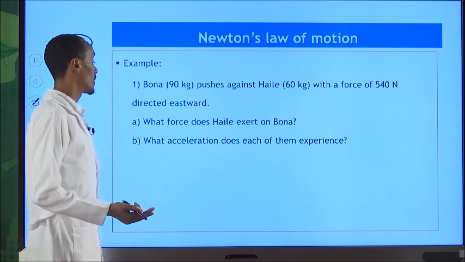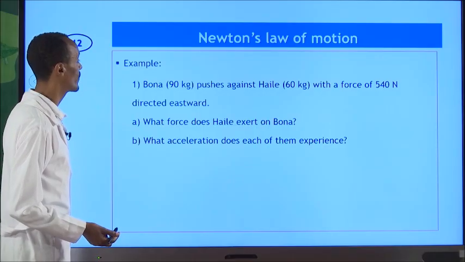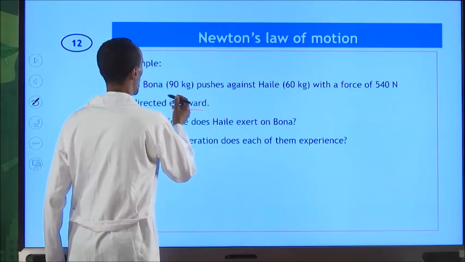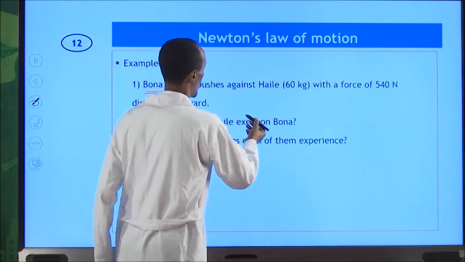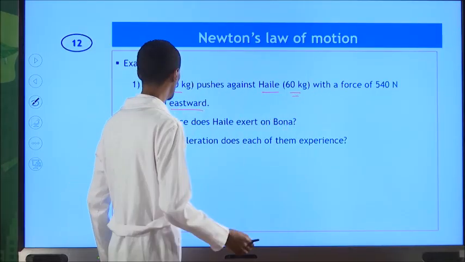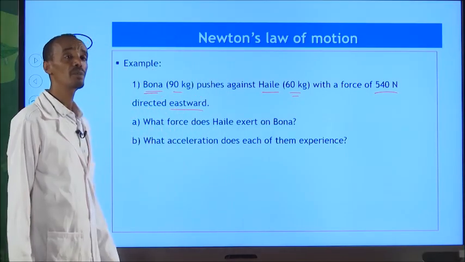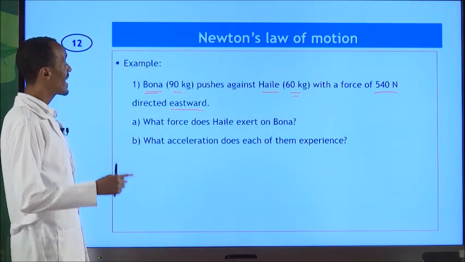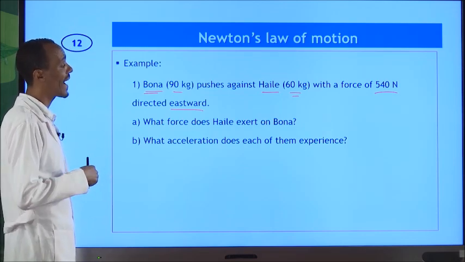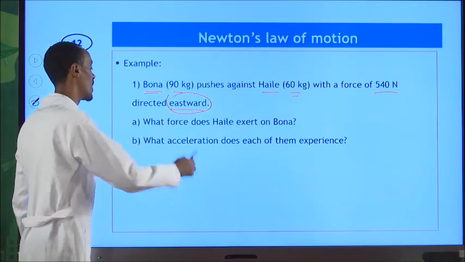Let's consider this example, students. Bona pushes against Haile with a force of 540 newtons directed eastward. We have two students, Bona and Haile. The mass in kilograms of each of them is given, and the force that Bona is pushing with is given, 540. From Newton's third law of motion, Haile pushes back on Bona with the same force that Bona is pushing Haile forward, but the direction is opposite.